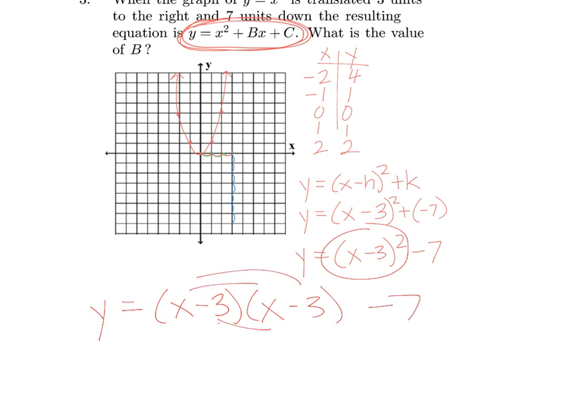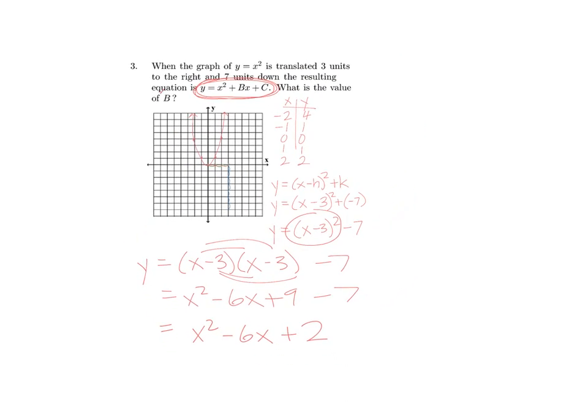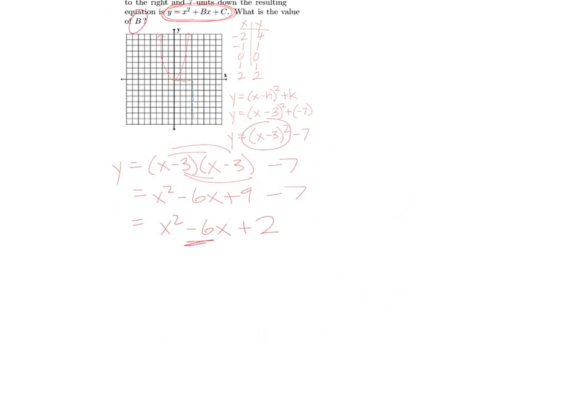All right, do the FOILing business. So you get x squared minus 6x plus 9. All right, and then I have -7. So I have x squared minus 6x plus 2. All right, so what is my b value in this case? My b value is -6. Done. On to the next.